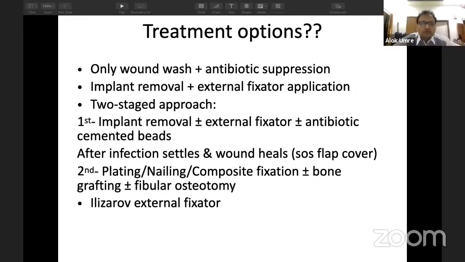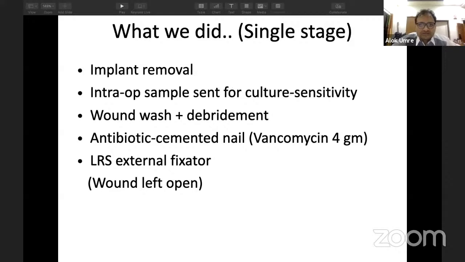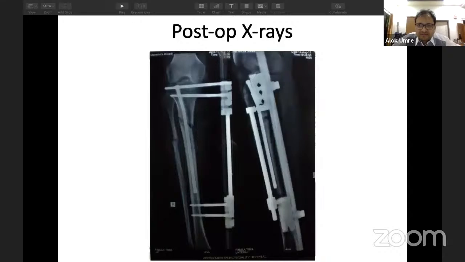Yes, sir. So we planned for a single stage. We removed the implant and sent the sample for culture sensitivity. We gave a wound wash. We used reamers to ream the whole medullary canal and passed antibiotic saline through it. And we put in an antibiotic cemented nail with the LRS external fixator. That was the initial post-operative X-ray.